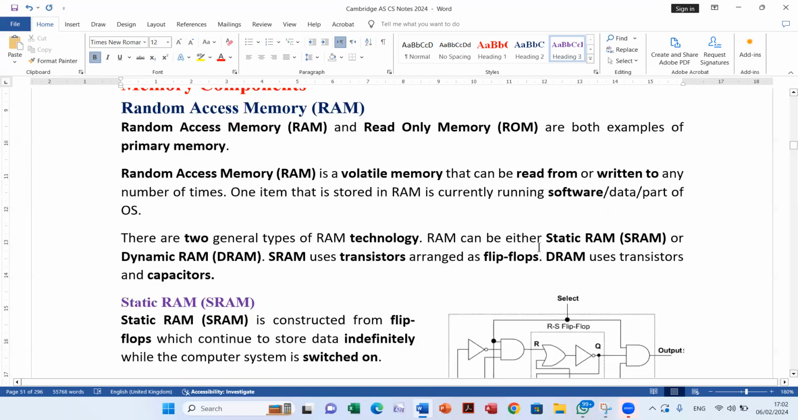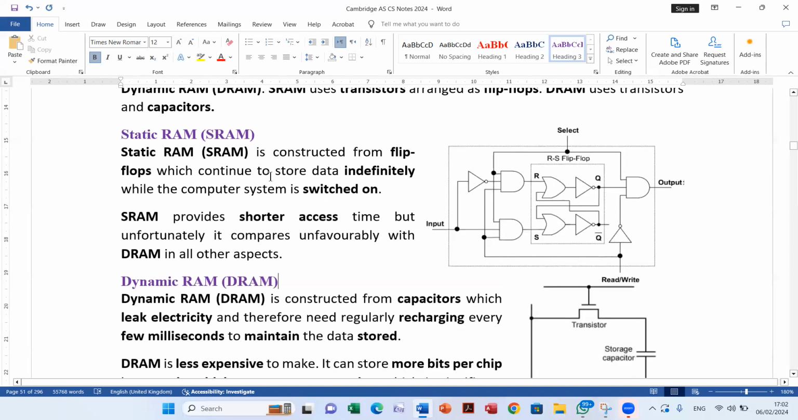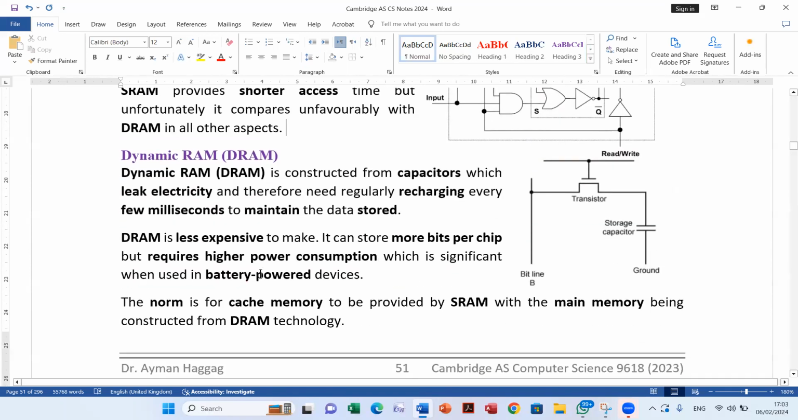Okay, so let us go through this again. The static RAM is constructed from flip-flops. All these complex components are called flip-flops, which continue to store data indefinitely while the computer is switched on, and do not need refreshing. Static RAM provides short access time, which means faster. But unfortunately, it compares unfavorably with DRAM in all other aspects, in that it is more expensive. Okay, we will compare.